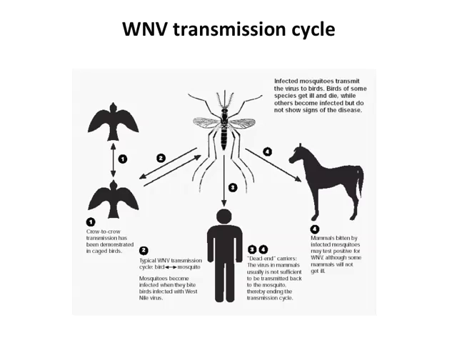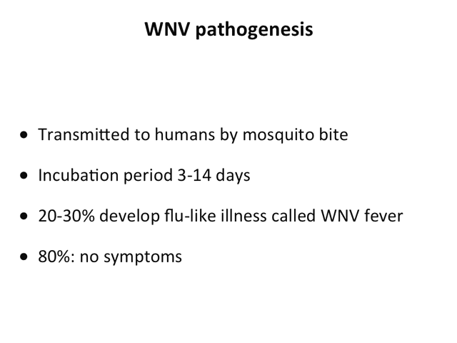There are dead-end hosts, such as horses and humans. So we get infected by the mosquitoes, but we don't transmit it to others. There's no evidence, at least, that we are transmitting it to any other host. So in nature, this exists in the transmission cycle between birds and mosquitoes. Dead-end hosts are horses and humans. So it's transmitted to us by a mosquito bite.